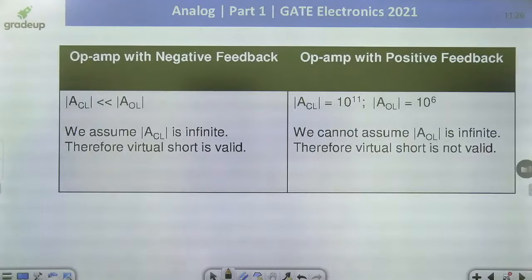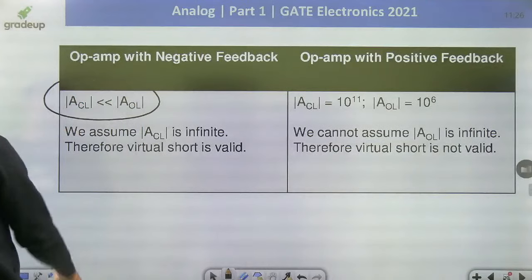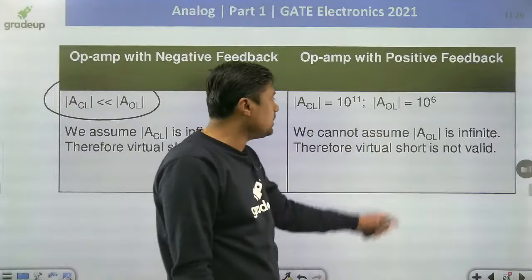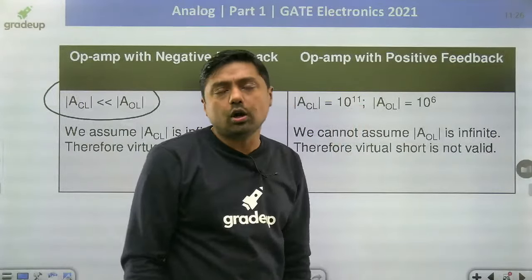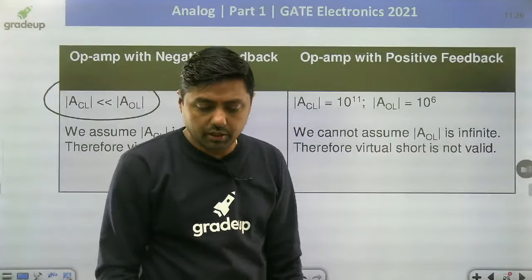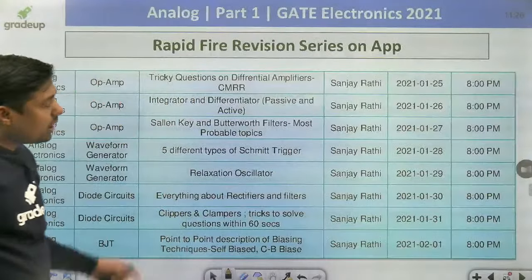Then, देखिए, op-amp with negative feedback and op-amp with positive feedback. If the closed loop gain is less than open loop gain, negative feedback. If closed loop gain is greater than open loop gain, then it is called what? Positive feedback. Okay.